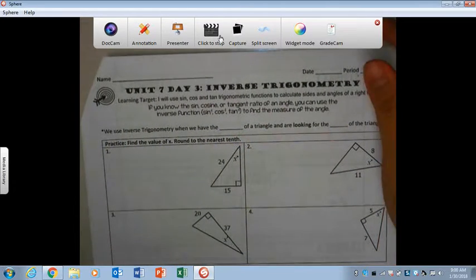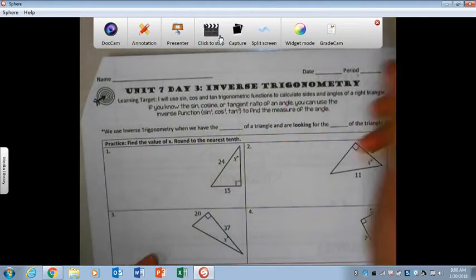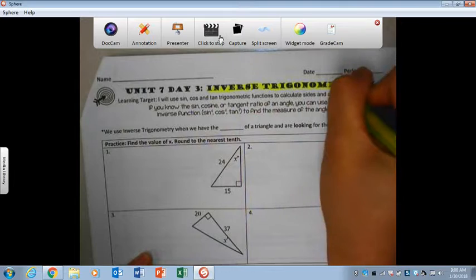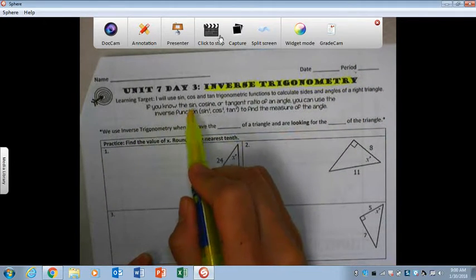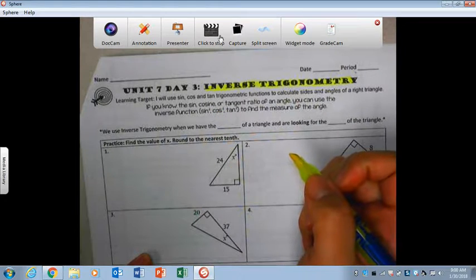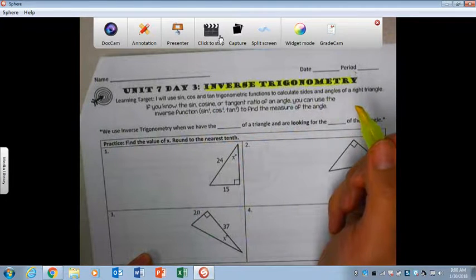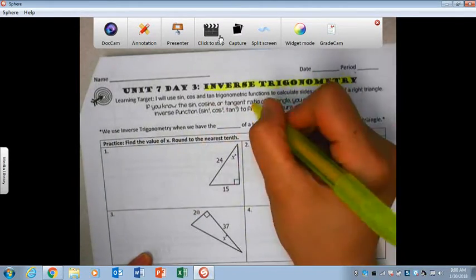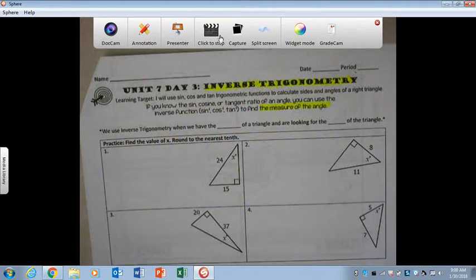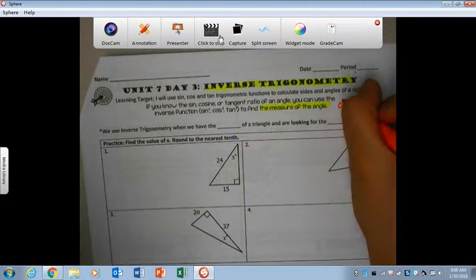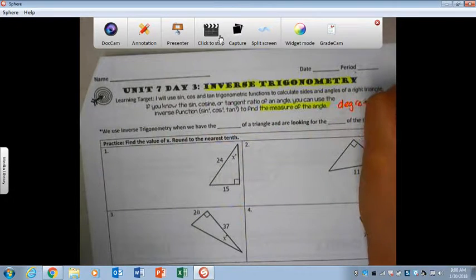So today we are doing Unit 7, Day 3, Inverse Trigonometry. Okay? I'm going to read you the sentence. If you know the sine, cosine, or tangent ratio of an angle, you can use the inverse function to find the measure of the angle. So again, inverse trigonometry is about finding the measure of the angle. So this is going to be in degrees, okay?